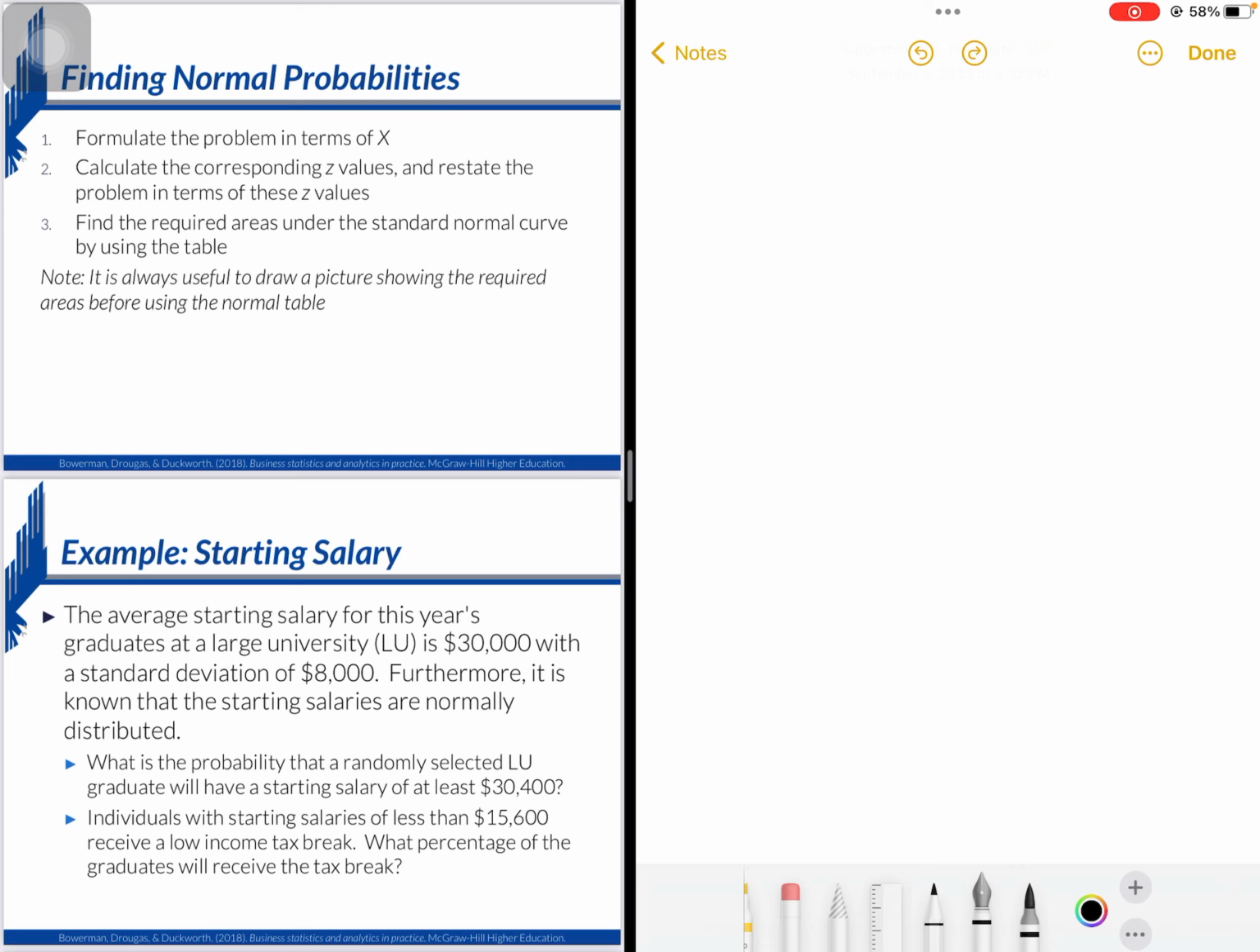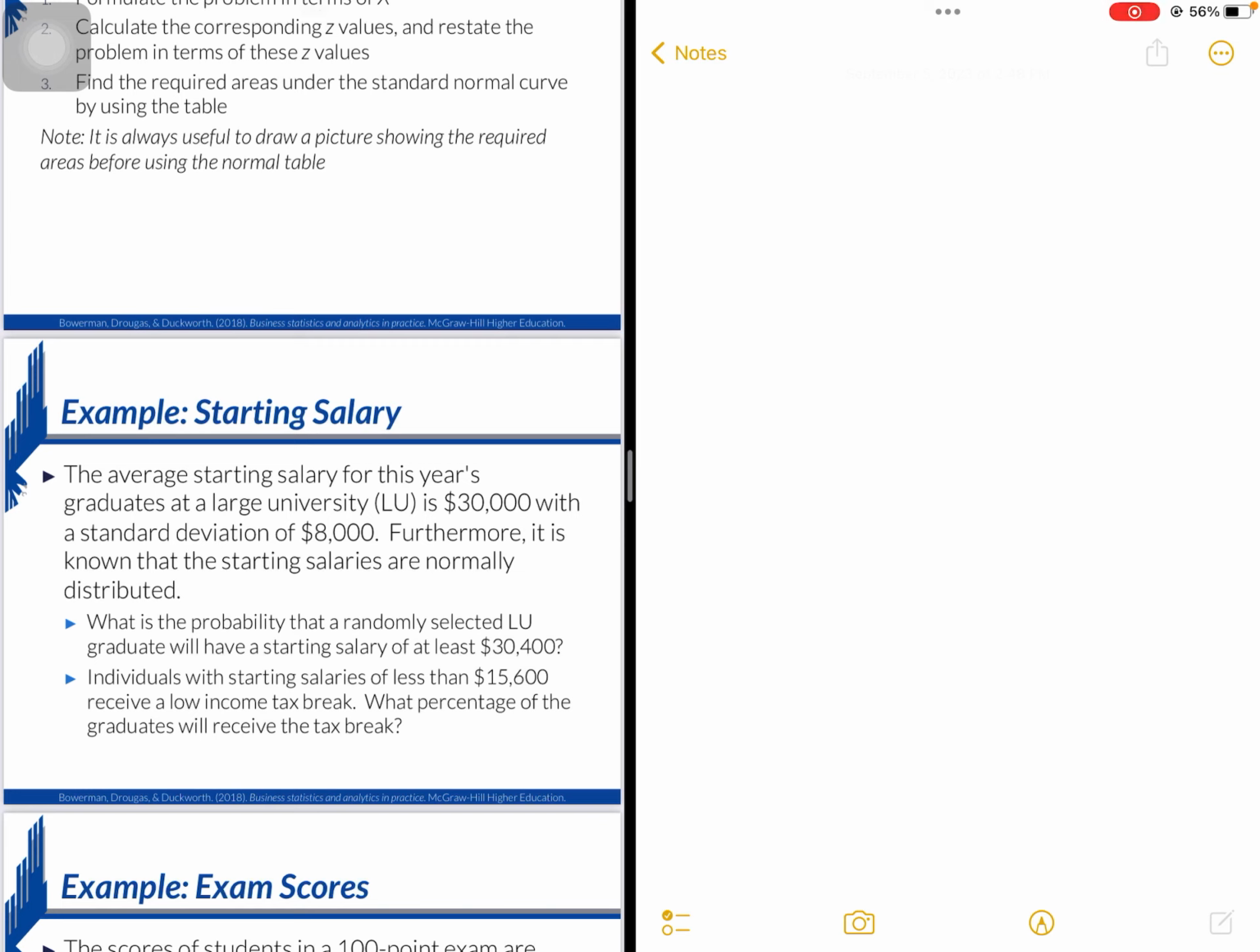Now, for most problems, it would be helpful if we try to visualize it first through a normal distribution to guide us in determining what specific area we need to search for. So our first example is the starting salary problem. In this problem, the average starting salary for this year's graduates at a large university is $30,000 with a standard deviation of $8,000. Furthermore, it is known that the starting salaries are normally distributed.